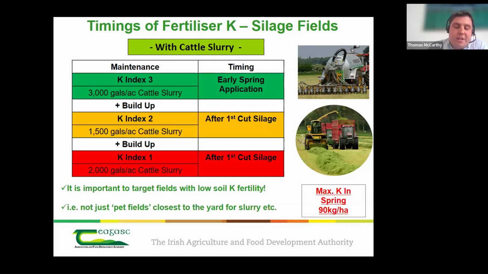What I'd like to drive home is that it's very important to target fields with low soil K fertility and not just the pet fields, the ones that are closest to the yard or the easiest ones to get to. We do see on farms across the country that where there's large offtakes on the outblocks, the slurry isn't necessarily going back to those paddocks, and we're running into issues with dropping fertility levels on outblocks where silage is taken. However, fields around the yard, or the ones that are easier to get to, can run into high index 4 very quickly where there's a lot of slurry put out on the system. So really it's about targeting fields for slurry based on your soil test results.